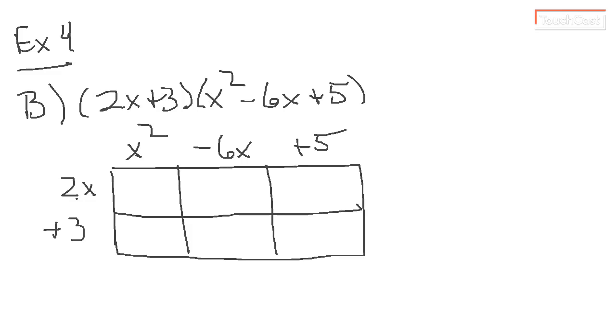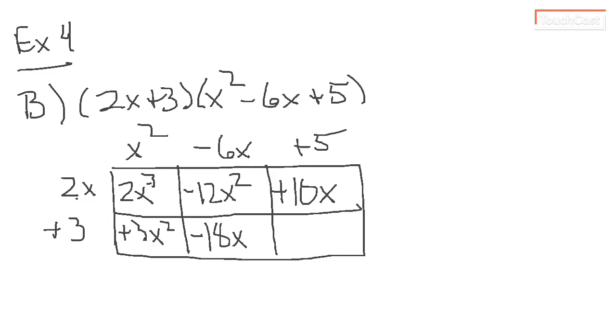We're going to go 2x times x squared. Well, 2x times x squared is going to give us 2x cubed. Then we're going to go 2x times negative 6x, which is going to give us minus 12x squared. And then 2x times 5 will give us plus 10x. Then we're going to do our next row. We're going to go 3 times x squared, so we're going to get 3x squared. And then we're going to go 3 times negative 6 and get a negative 18x. And then 3 times 5, and we're going to get a positive 15.